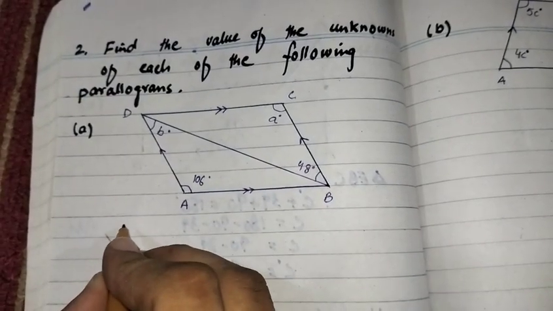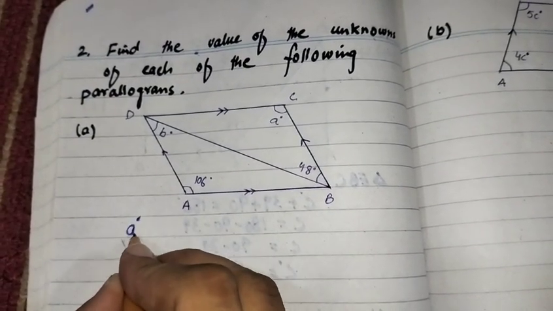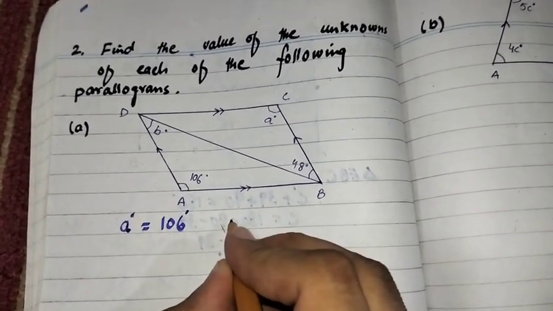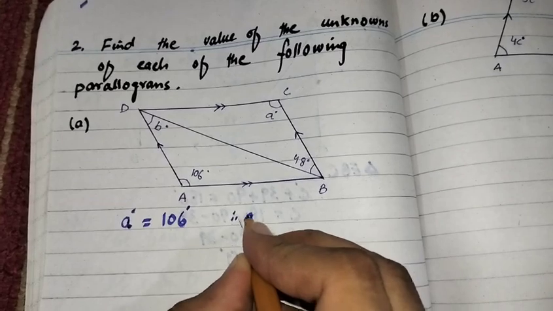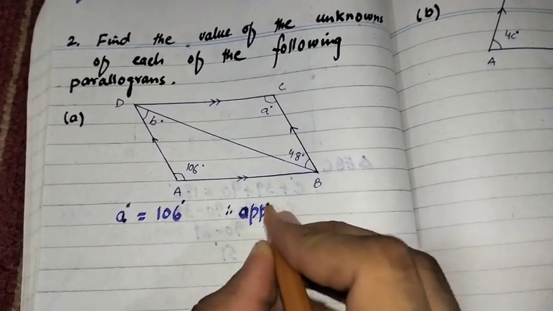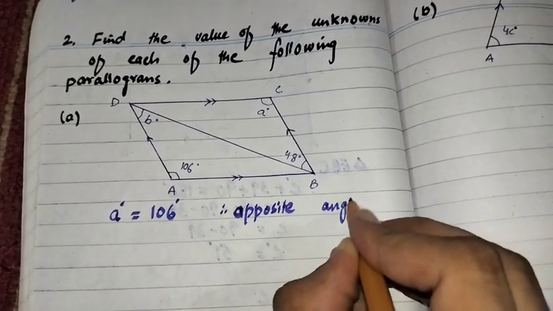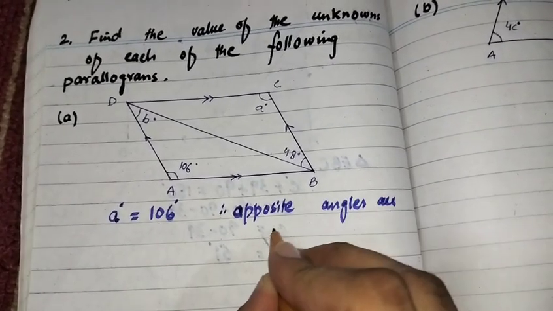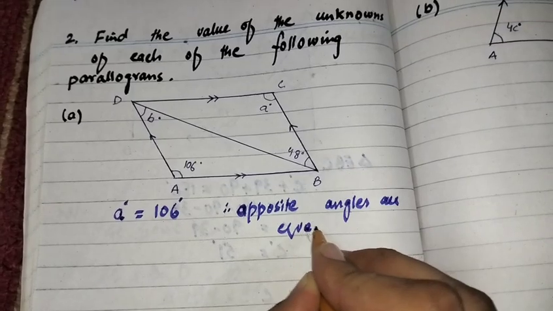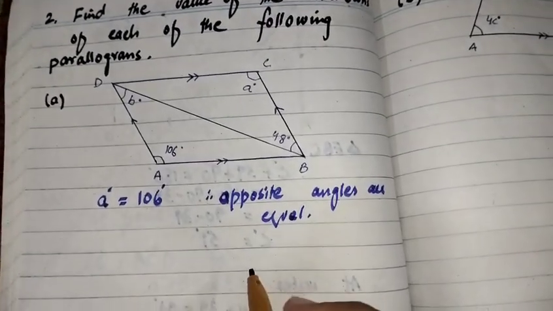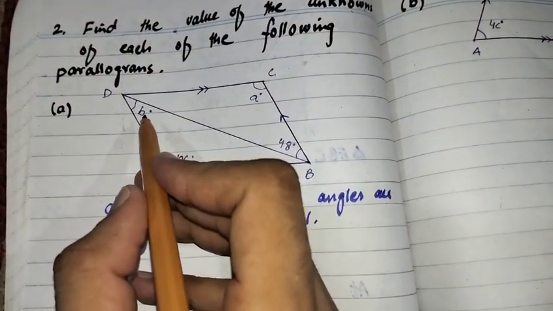So it means that here A degree must be equal to 106 degree because opposite angles are equal. The reason is that the opposite angles are equal. Now we have to find the other unknown, which is angle B.